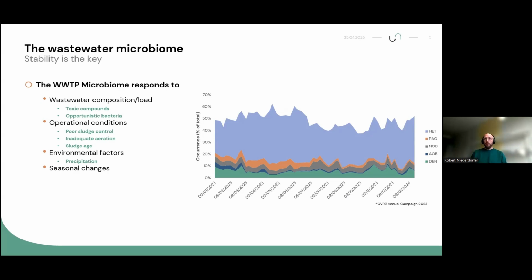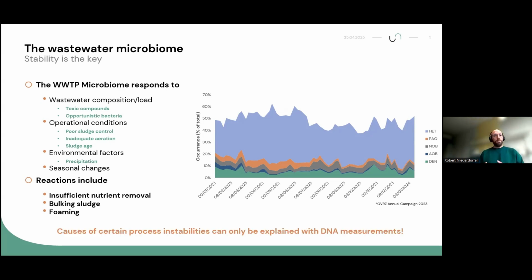And then you cannot fulfill, for example, the treatment process. Therefore, your water does not get cleaned very well. Or this can also include insufficient nutrient removal, bulking sludge, foaming, and other problems. Causes of certain process instabilities within the wastewater treatment plant can only be explained with DNA measurements, because very often it's the case that you just lose certain bacteria and the function is not fulfilled anymore.